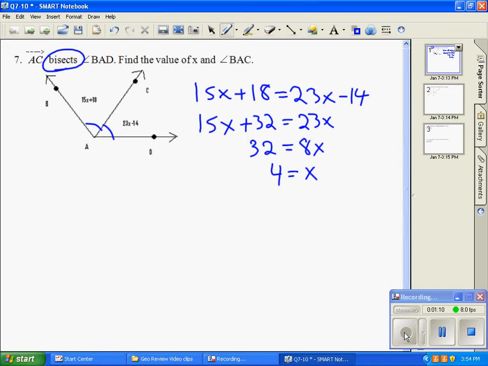So since we want a specific angle, we want to get angle BAC. So BAC is this angle right there. So we need to take the 4 and plug it into the expression. So angle BAC equals 15 times 4 plus 18. And so as we work this all out, that's 60 plus 18. So 78 degrees.